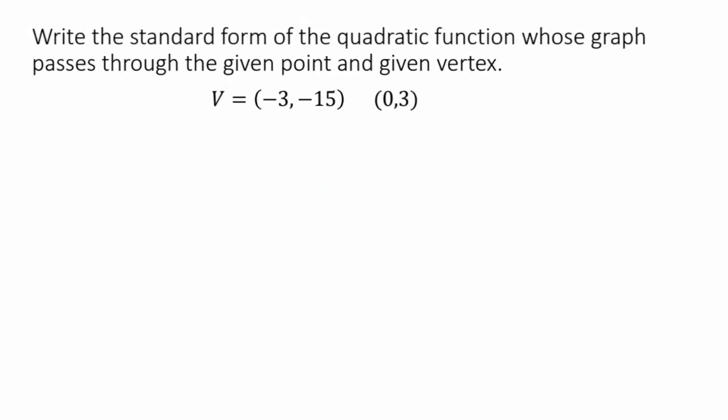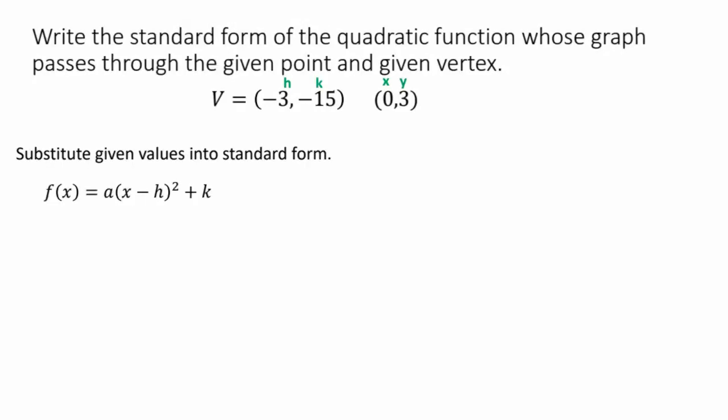All right. How about in written form? No picture this time, but it's the same process, right? The standard form of the quadratic function whose graph passes through the given point and given vertex. So our vertex here is negative 3, negative 15, and the point they're giving us is 0, 3, where x is equal to 0, y is equal to 3. So we will do the same thing as before. We're going to substitute what we know. We know h is negative 3, k is negative 15. We know x is 0, y is 3.